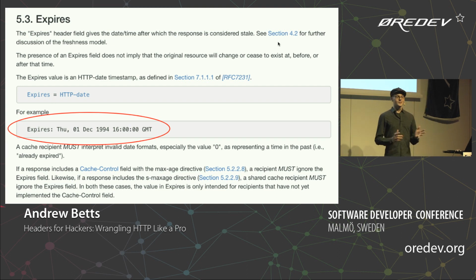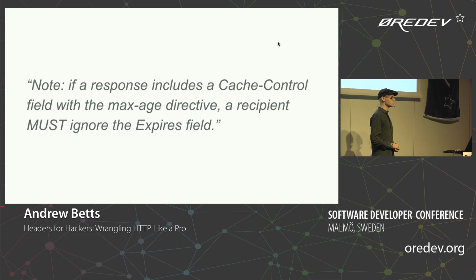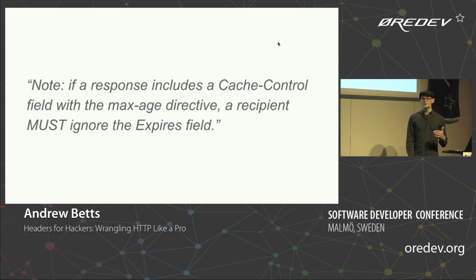So, FYI, a date that's 2 hours ago is fine. It's just as in the past as a date that's 20 years ago. And if you do copy the example from the spec, which is also fine, you should see this next to it, which says, if a response includes a cache control field with a max age directive, a recipient must ignore the expires field. There's a little bit of spec language here, but by field we mean header, and by recipient we mean browser. So if you include a cache control header in your response, then you don't also need an expires header. That's what it's telling you.